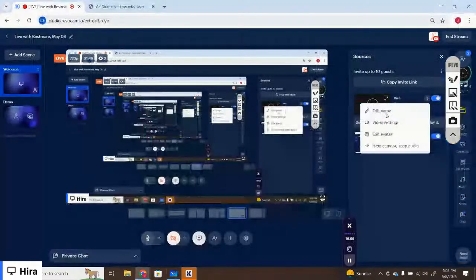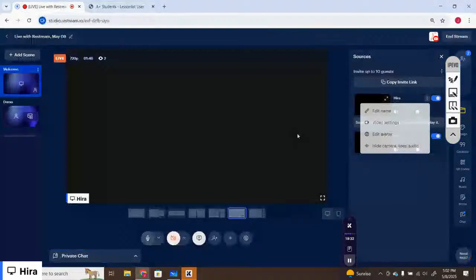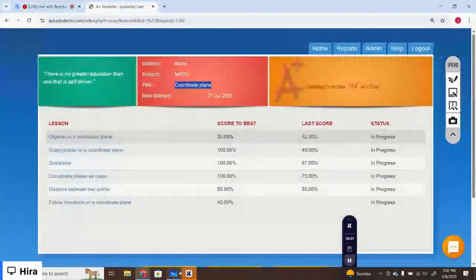The lessons begin with maps, distance between 2 points, and following directions on a coordinate plane. Please make sure you have your book and pencil so that we can note down the important examples and definitions as well. So let's just start with the lesson coordinate planes as maps.